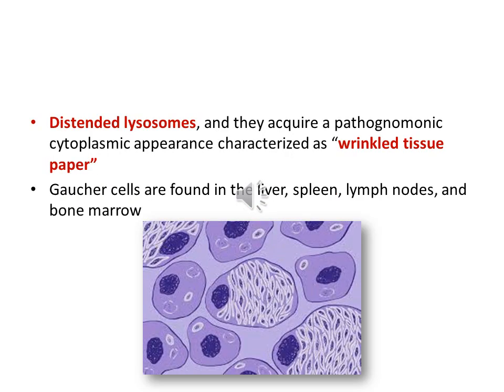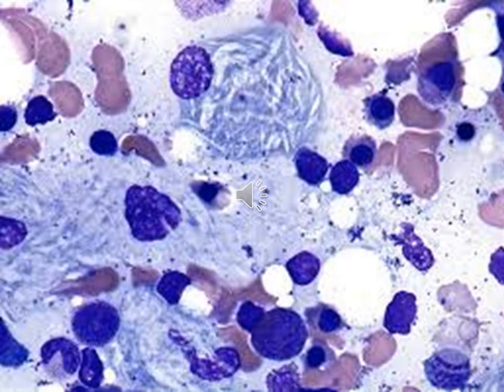The affected cells acquire a pathognomonic cytoplasmic pattern named wrinkled tissue paper due to accumulation of distended lysosomes. These cells, which we call Gaucher cells, are found in many tissues, mostly in the liver, spleen, lymph nodes, and bone marrow. Here you can see the wrinkled tissue appearance of Gaucher cells in the bone marrow.